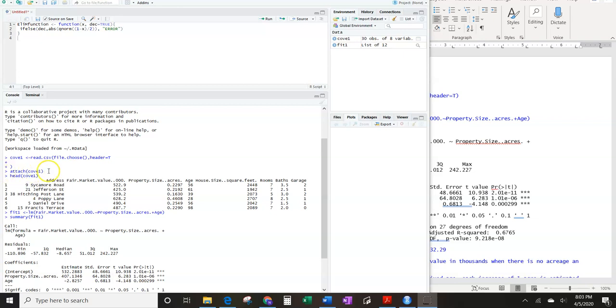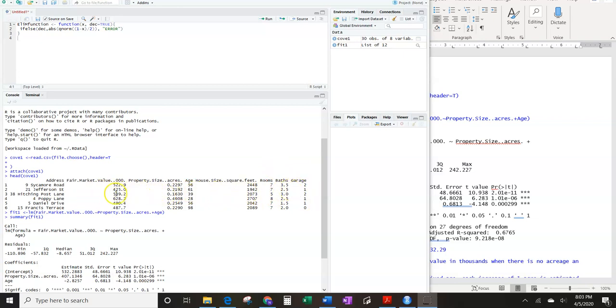I attach, you don't have to do this anymore, I don't think. This is just me being a dinosaur. I attached the headers, and then I did the head of Cove one because I like to see what my data set looks like. We have the street address of these houses in Glen Cove, New York, the fair market value, the property size in acres, the age of the house, and these other variables. We're going to use these other variables later when I talk about finding the best fit model.